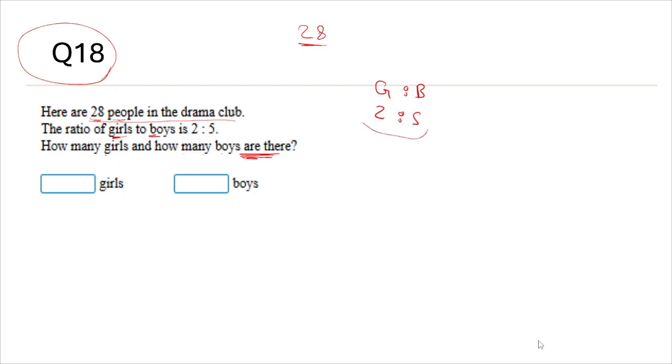So if you see here, the ratio is 2 plus 5, so I have 7. If I divide 28 by 7, I will get 4. So that means 28 divided by 7 is equal to 4. Then I will multiply 2 by 4, and I will get 8. And 5 also by 4, I will get 20. So the ratio of girls to boys is 8 to 20.